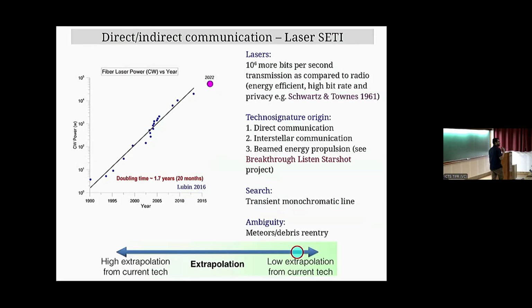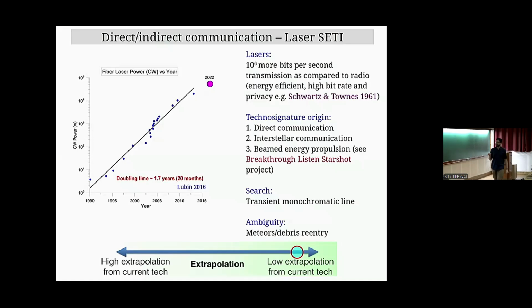What about other electromagnetic bands? Why can't you use lasers? It's very easy to see that lasers are very energy efficient, as well as they can send data at like 1,000,000 times more bits per second than the standard radio signals. And if you look at the laser power as a function of time in the lab for continuous wave power, you see that it is basically following Moore's law. It's doubling every 20 months. And now we are very close to 1 megawatt, just 3 years ago, 1 megawatt very stable lasers in the lab.